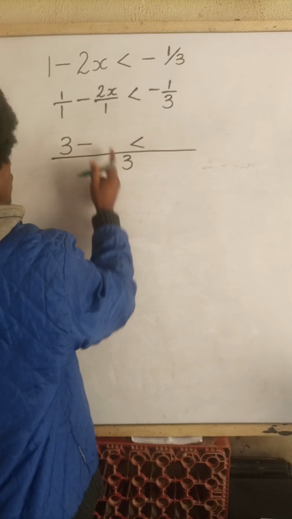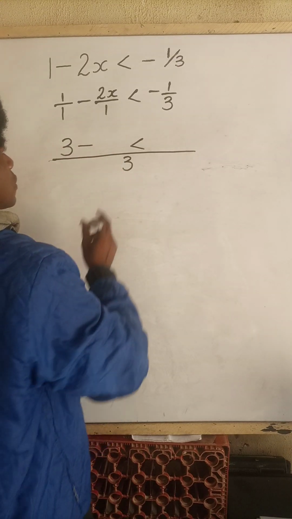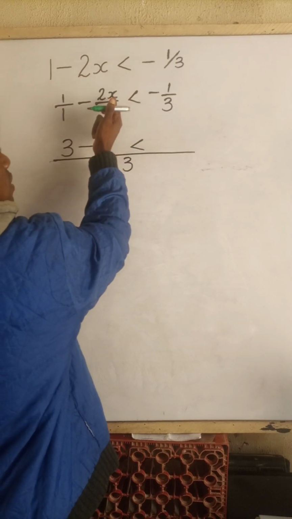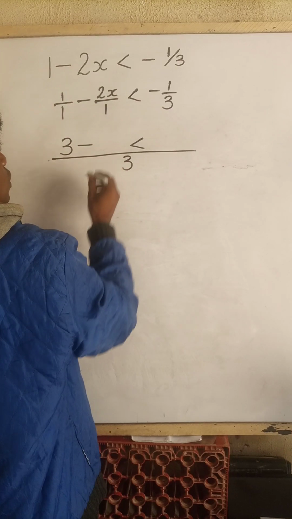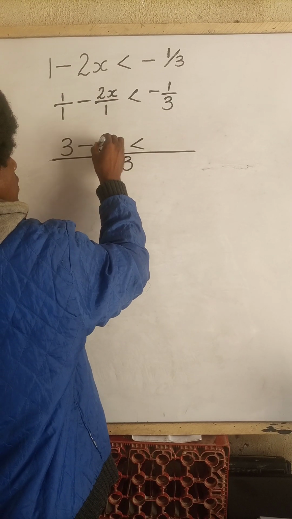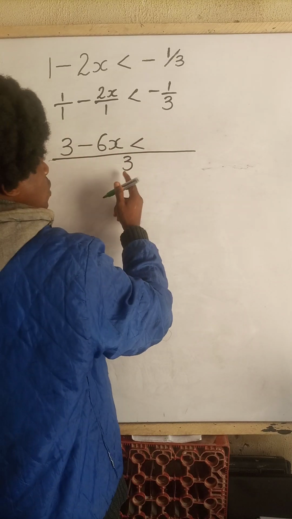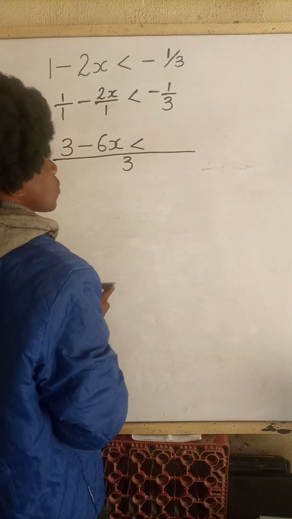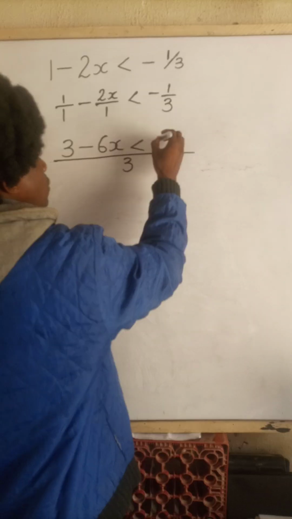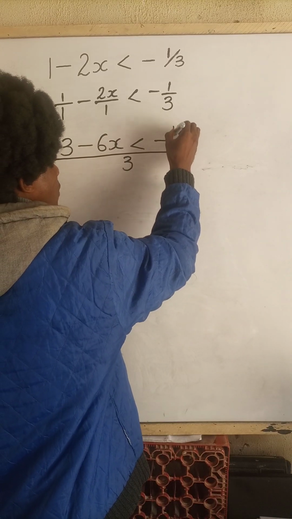Minus 3 divided by 1 will give us 3. 3 times the numerator, which is 2x, will give us what? 6x. I will do the same thing on the other side, which is 3 divided by 3 will give us what? 1. 1 times minus 1 will give us minus 1.